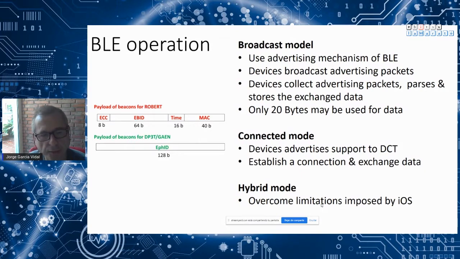On the left, you can see the payload of beacons for two different systems. One is ROBERT, the system used in France. The other is DP3T Gaen, which is the system used in most other European countries. Those are 16 bytes. As we mentioned, there are systems for which we require 32 bytes. This means that the broadcast mode is more challenging because you need to use two consecutive or two different packets for sending all the information.